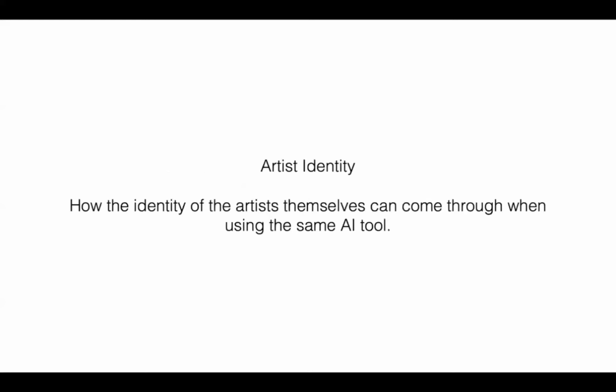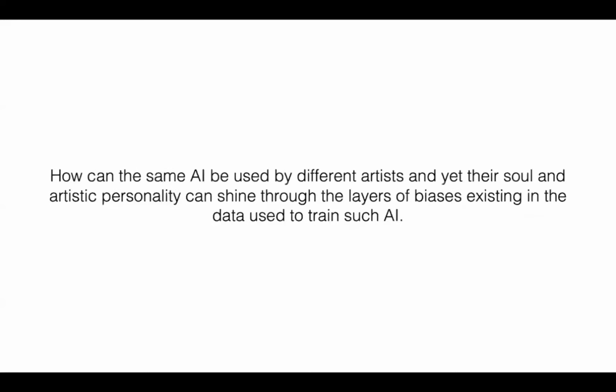How the identity of the artists themselves can come through when using the same AI tool. A very fundamental thing in making art is the artist's identity. That artist basically has his own way of making art that identifies him differently from any other artist. So how can this be the case when you are using the same AI tool? How can the same AI be used by different artists and yet their soul and artistic personality can shine through the layers of biases existing in the data used to train the AI models?